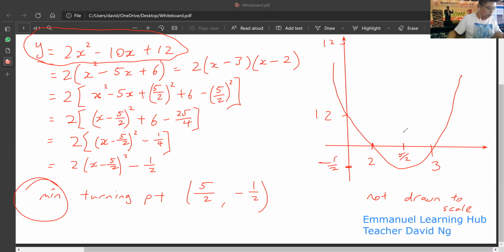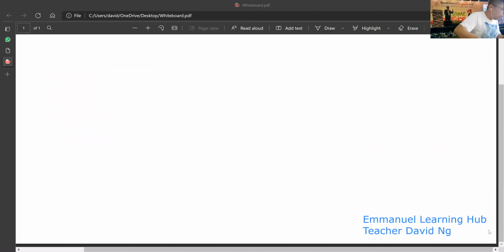No. So you know how to complete the square, right? Okay, you already know how to complete the square. You already know how to factorize, how to sketch, how to find the turning point. Then the next part is this complete square. Okay, then the next one is right.